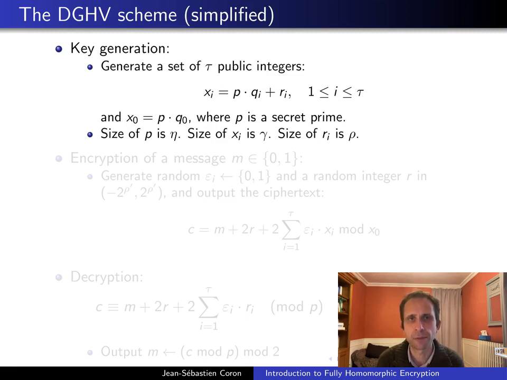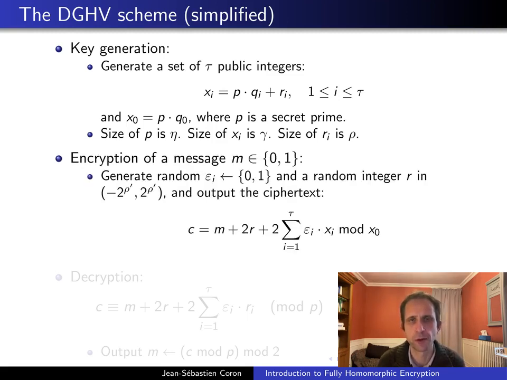So let me recap the DGHV scheme. So we have the key generation, in which we generate the xi's. Now we are going to change the definition a little bit. We are going to write xi equals p qi plus ri, and then there will be a factor 2 in the encryption, in the public key encryption, to make sure that these are encryptions of zeros. And so we have x0, which is p times q0, where p is the private key, a secret prime. So to encrypt a message m, we generate random bits epsilon i, and we generate a random r, and we output the ciphertext, which is m plus 2r plus 2 times the sum of the epsilon i xi, modulo x0.